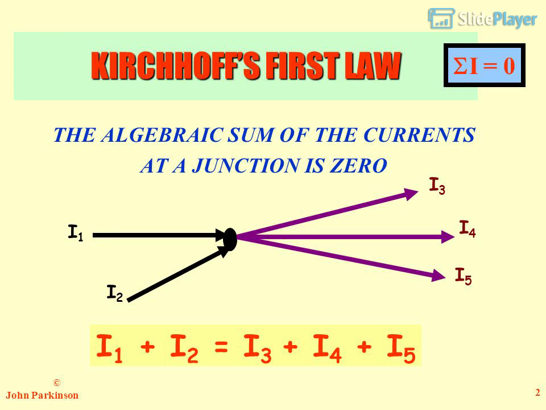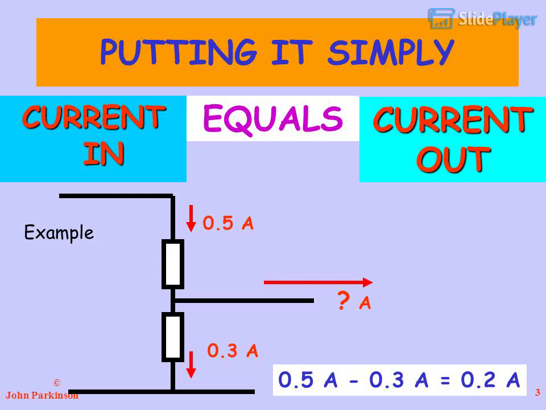Putting it simply, current in equals current out. Example: 0.3 A plus 0.5 A minus 0.3 A equals 0.2 A.